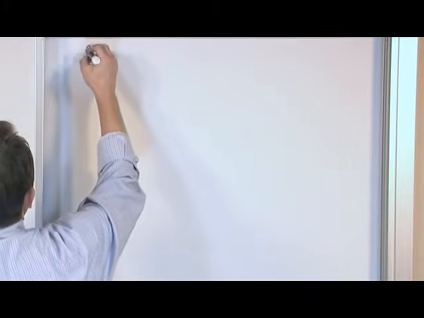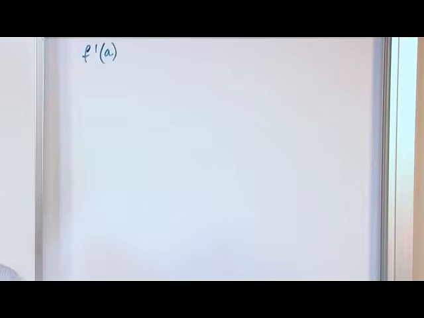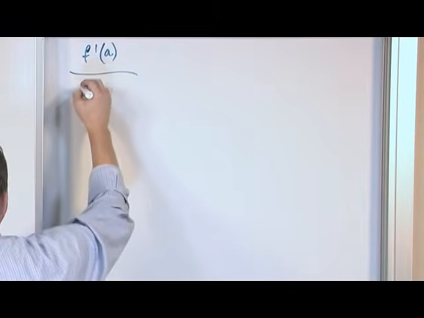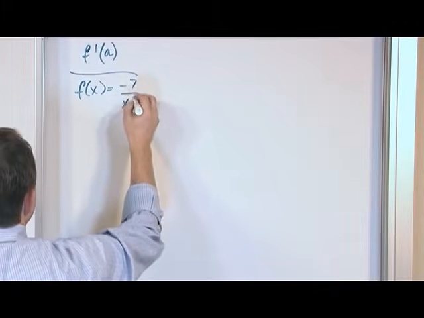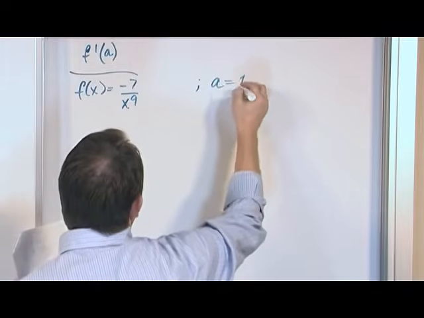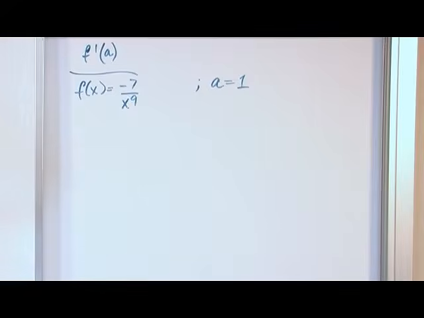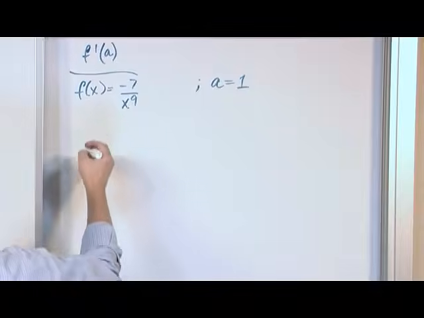So for the next guy, what we want to do is find the derivative of the function, but evaluate that derivative at some number that's given. All right, so for our first problem, I have f of x equals negative 7 over x to the power of 9. And I want to evaluate the derivative at a is equal to 1. So when you see this kind of thing, first of all, just ignore this. Find the derivative of your function. So f prime of x, right?